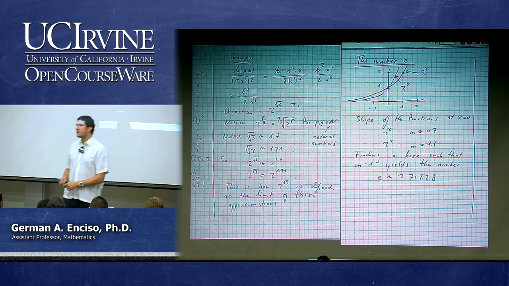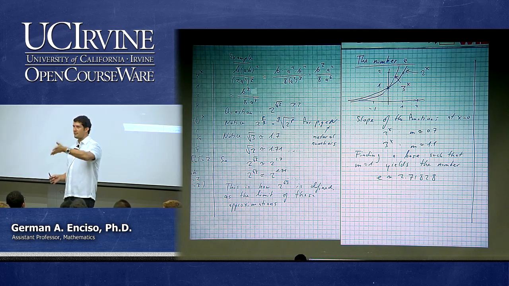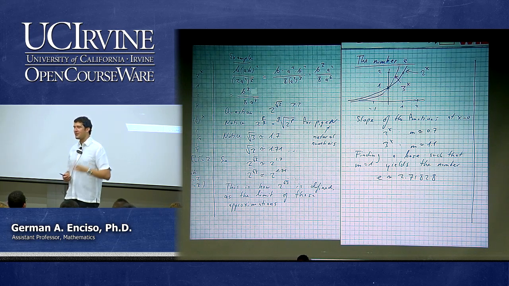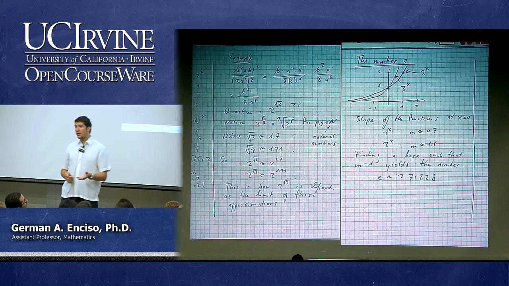Okay, this is also done with a calculator, basically. You take a powerful computer and you estimate the slope by looking at the triangles, right? And then you calculate it's roughly equal to 0.7. It's not exactly 0.7. Okay? Actually, it's logarithm of 2.